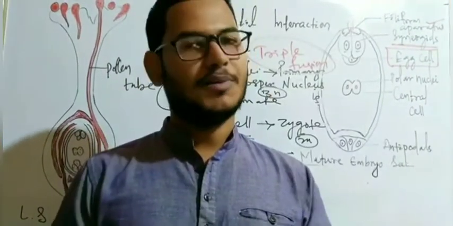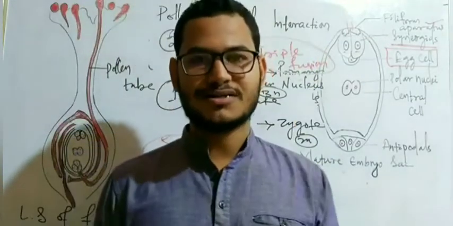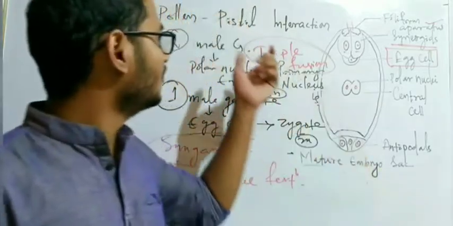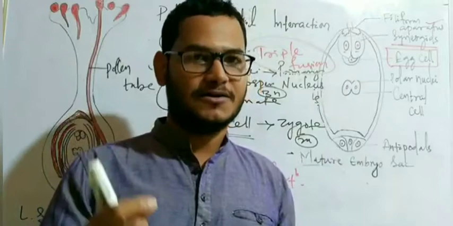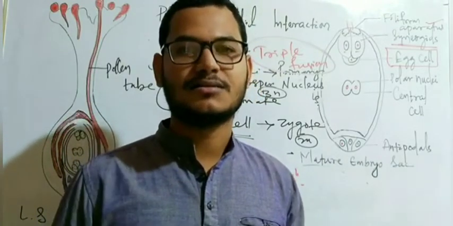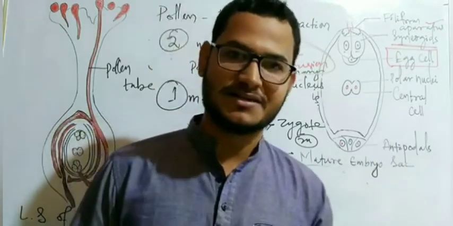So this is all about how double fertilization occurs in angiospermic plants as a result of pollen pistil interaction. After the interaction between pollen grain and pistil, the double fertilization completes. So this is all about double fertilization and pollen pistil interaction.